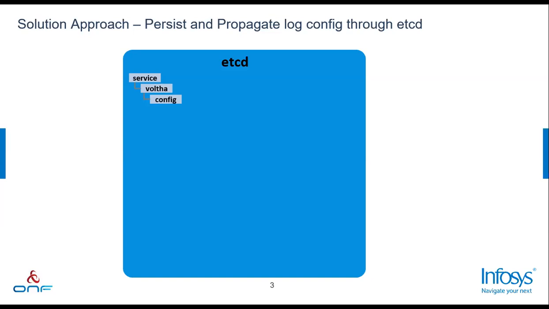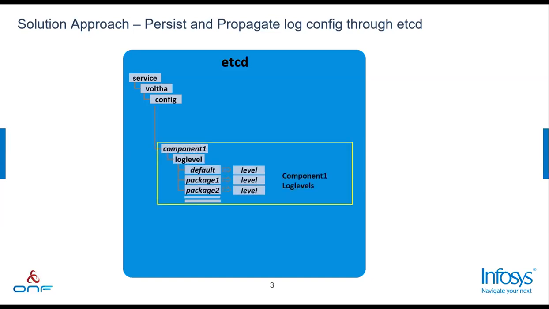The way it is done for log level is in this structure. Under config, there is another subpath with the name of the component. Under that, there is a log level, and under that, each of the configured log levels is stored. There is one default, and then there are package level log levels. Examples are shown here. You can have a component name such as voltha-rw-core, then the package name, for example kafka, and the level is one of the five levels in string format.